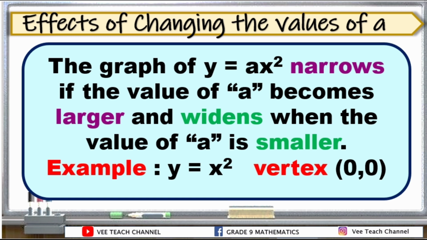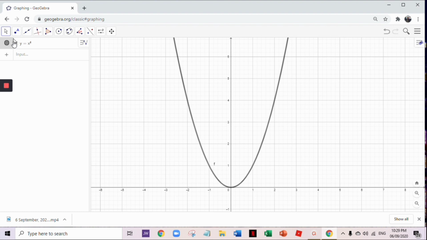Katulad nung nakita natin sa graph natin, mas wide ang graph natin kapag ang ating a ay mababa or smaller. Pero habang lumalaki yung value ng a natin, anong nangyayari dun sa parabola natin? Nung naging 5x squared na yung ating equation, mas naging masikip yung ating graph. Kumbaga, pasikip ng pasikip kapag lumalaki yung value ng a. Again, y is equal to ax squared narrows if the value of a becomes larger and widens when the value of a is smaller.